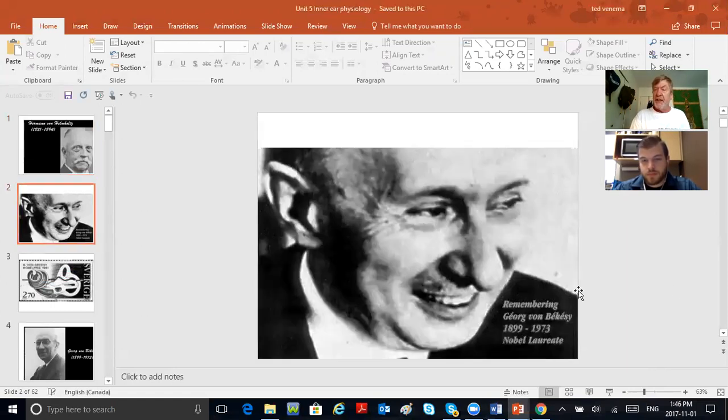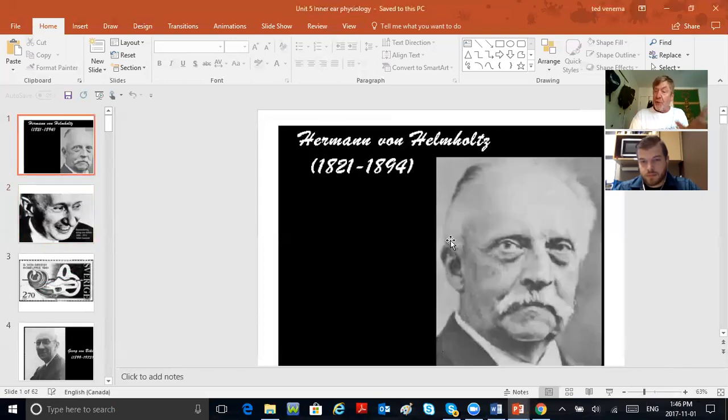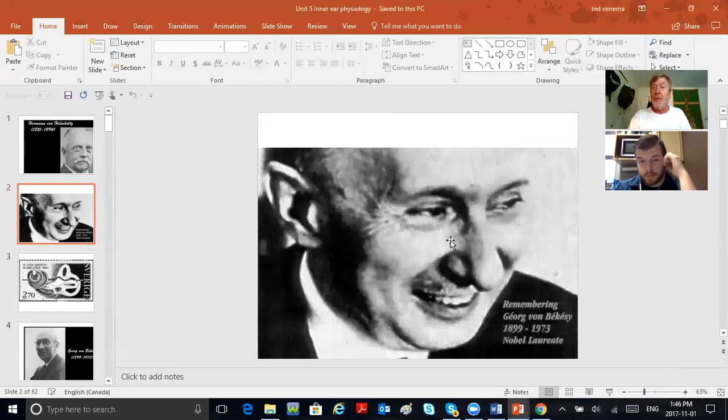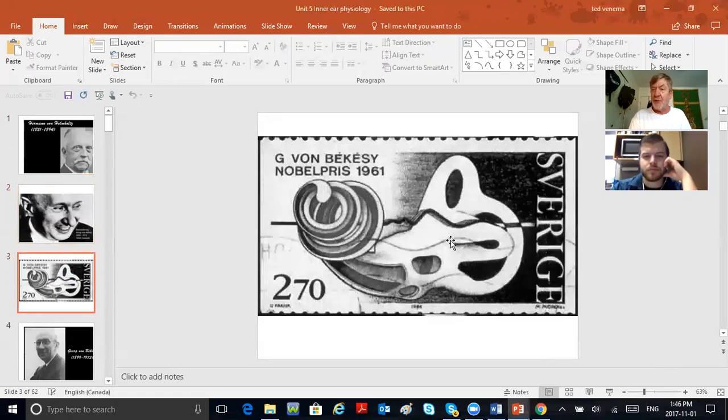Von Bekesy discovered the traveling waves along the same lines as Helmholtz, but he discovered that it was traveling waves that did this, and that the waves would ripple the basilar membrane at the base or the middle or the apex. He won his Nobel Prize for that, as we showed last week.